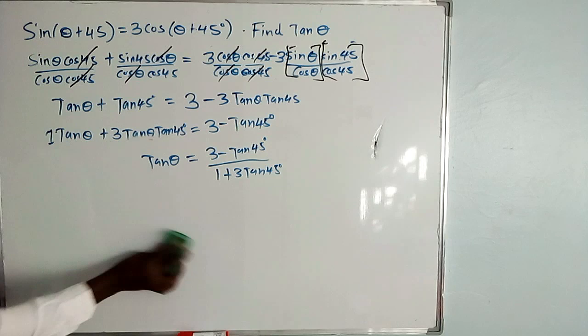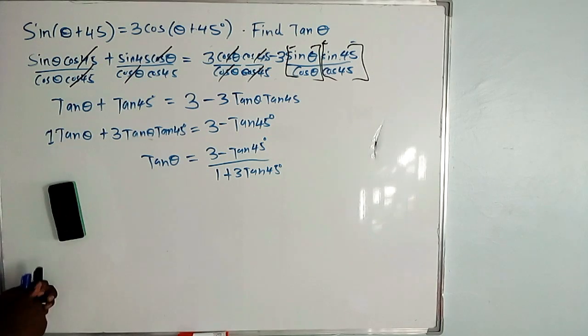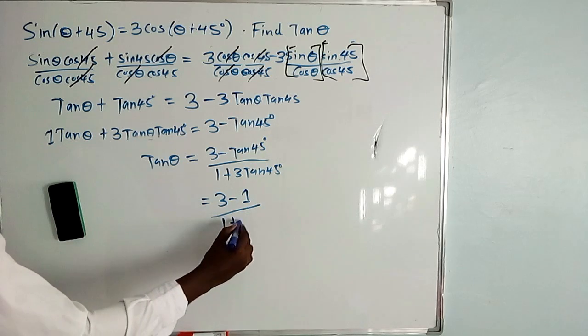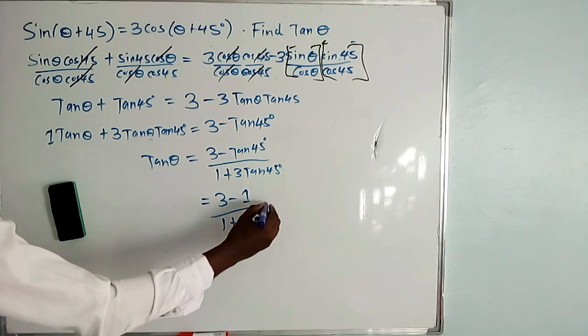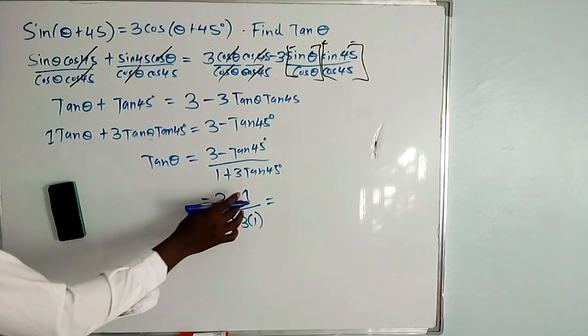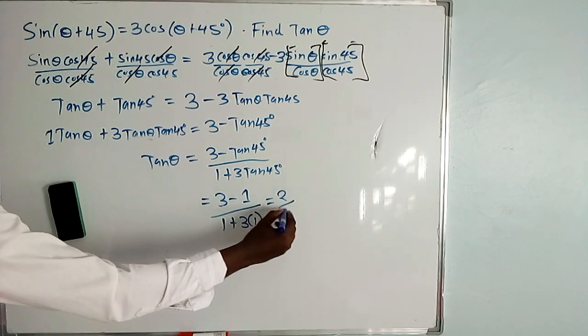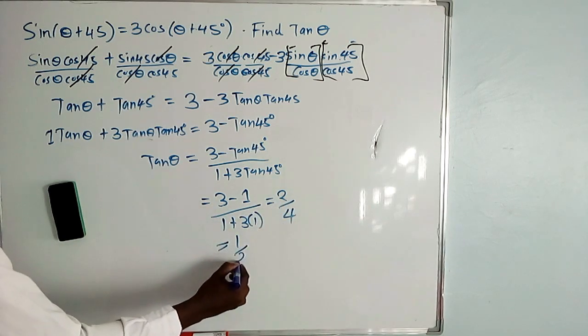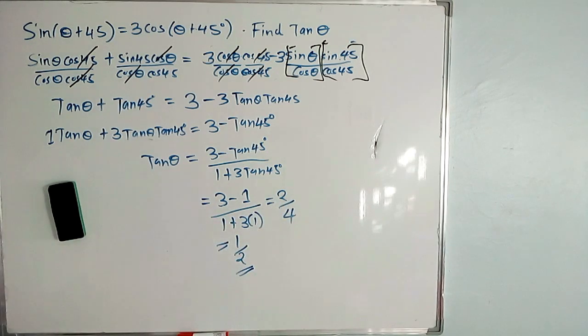So we have tan theta is equal to 3 minus tan 45 degrees, which is 1, over 1 plus 3 tan 45 degrees, which is 1, isn't it? Are we together? Then you simplify. 3 minus 1 is 2. 1 plus 3 is 4. So it means tan theta is 2 over 4, which is the same as 1 over 2, or a half. So that is how to find tan theta.